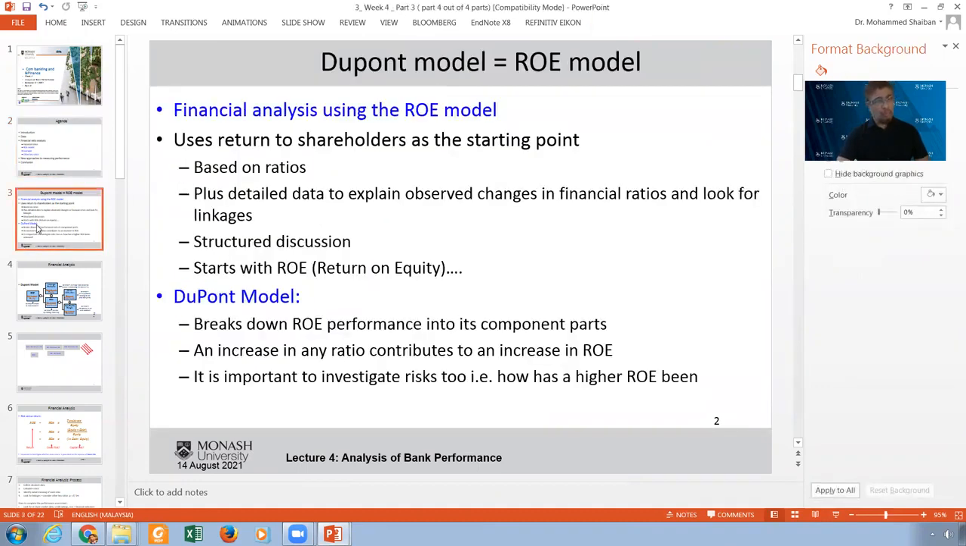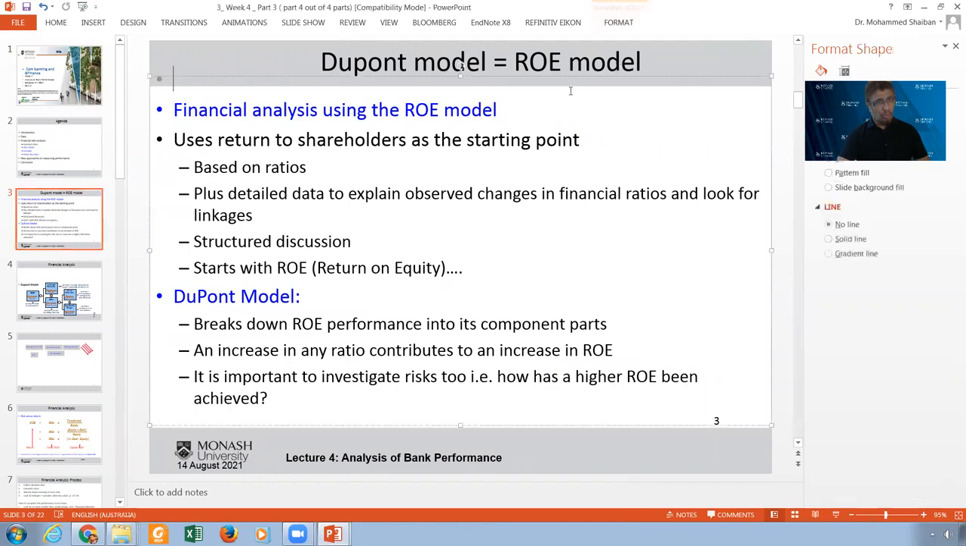Now, let's start with what we mean by the Dupont model, or the ROE model. It uses return to shareholders as the starting point. So we will start with the return on equity, and then we will break that return on equity into separate ratios. The return on equity will be a function of those certain ratios. In this case, we can connect the risk and return, and we know where the ROE came from. So it's based on ratios.